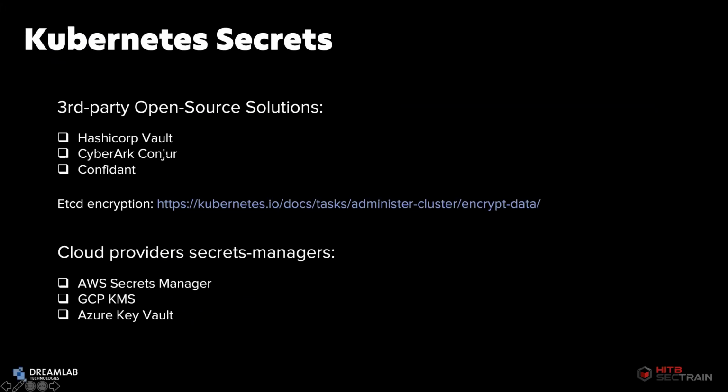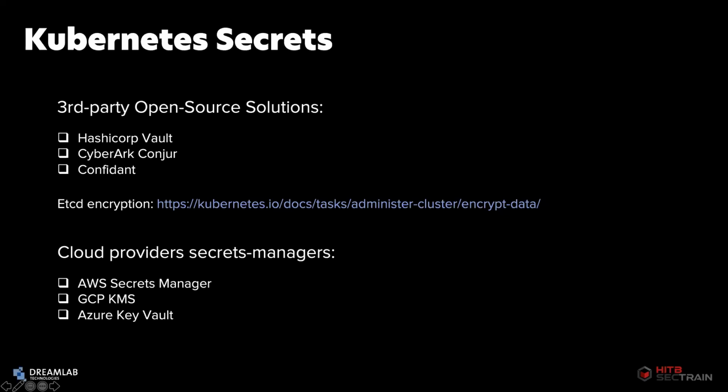So most companies are using open source solutions. For example, HashiCorp Vault or CyberArk Conjur are two of the most popular solutions that have an open source version that you can use. They allow us to handle secrets in an encrypted way, and with many other features that are actually very useful for using secrets in Kubernetes.